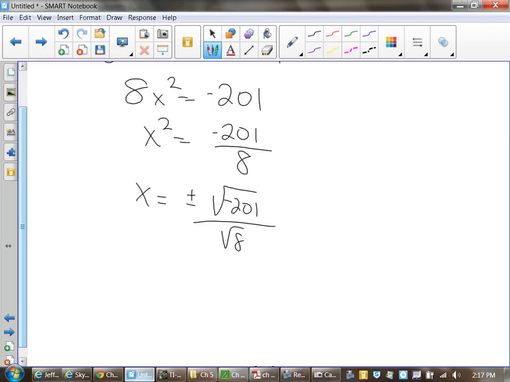When you guys see the square root of 8, you should know that. Very good. I know the square root of 8 is 2 root 2, because 2 times 2 times 2. Also, when I have a negative 201, what do I take out of the 201? I. So I have plus or minus i root 201.